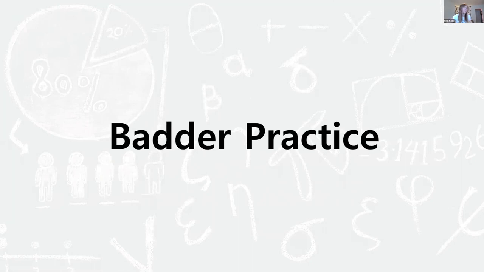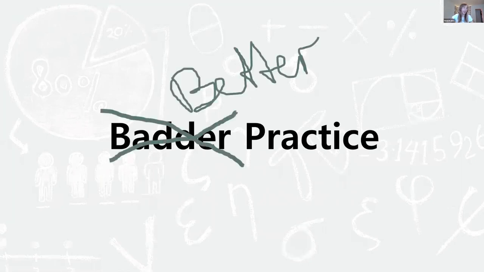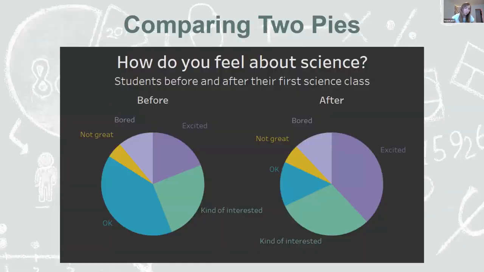So let's delve into better practice. Oh wait, better practice number 1, comparing 2 pies. Take a look at these 2 pies. They show how students feel about science. The students were surveyed before and after their first science class.